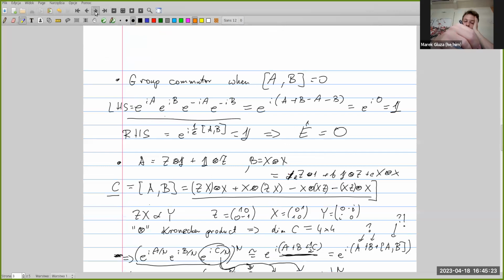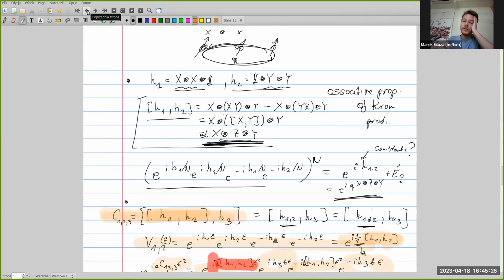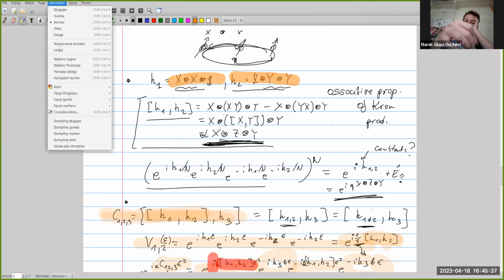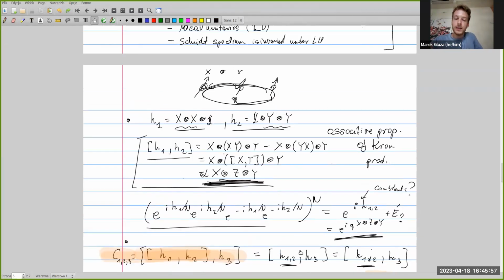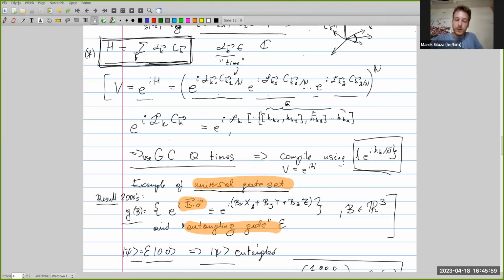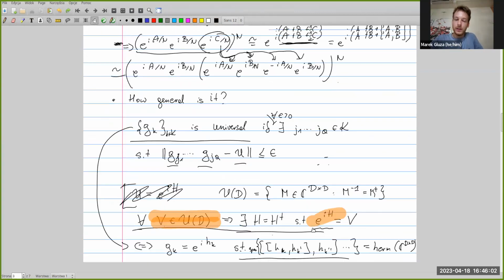Why is it new? We had some examples. For example, if I have 3 qubits, the first two interact with X and X, the second two with Y and Y. Then if I do the group commutator in this way, I will get the interaction under X, Z, and Y. Very nice. So that's why the group commutator is useful. And we discussed more or less a general scheme for how to pull it off in full generality.